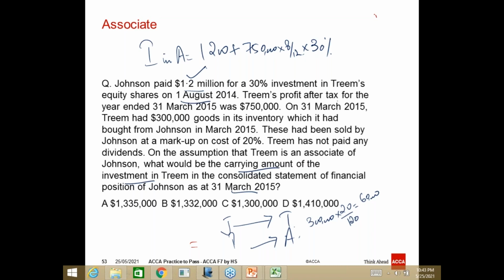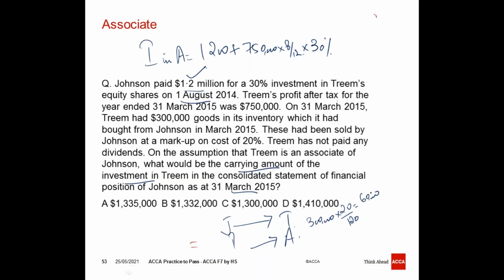Three lakh into 20 upon 120, it's 50,000 actually. Okay, the amount is 50,000, and our share of the interest is 30% in this situation. So it will be 15,000. So you need to adjust 15,000 from here.